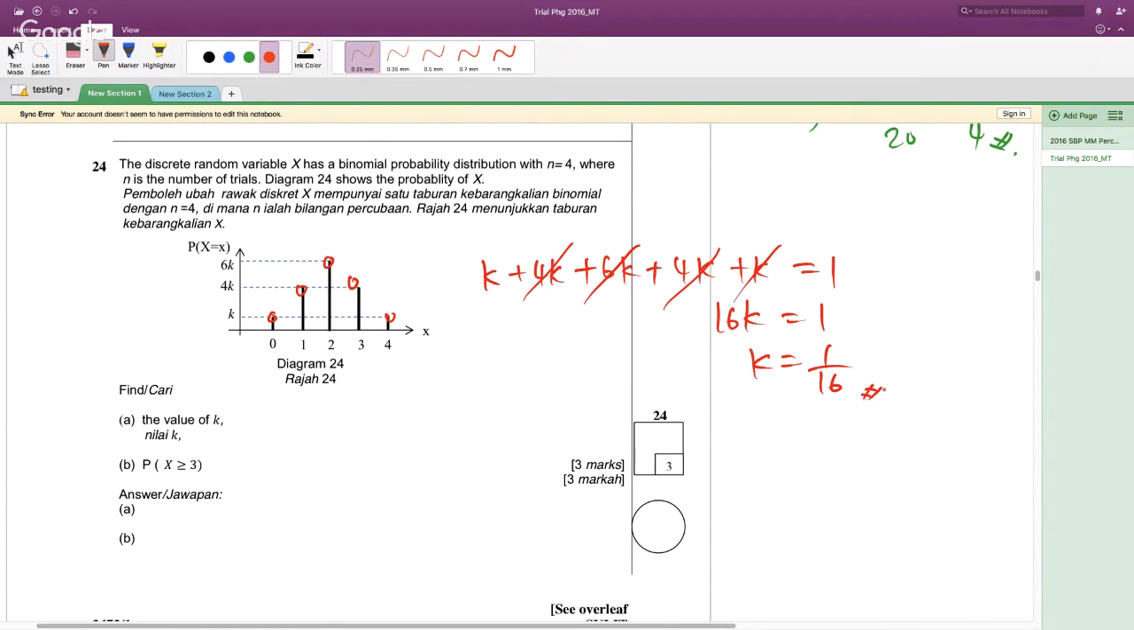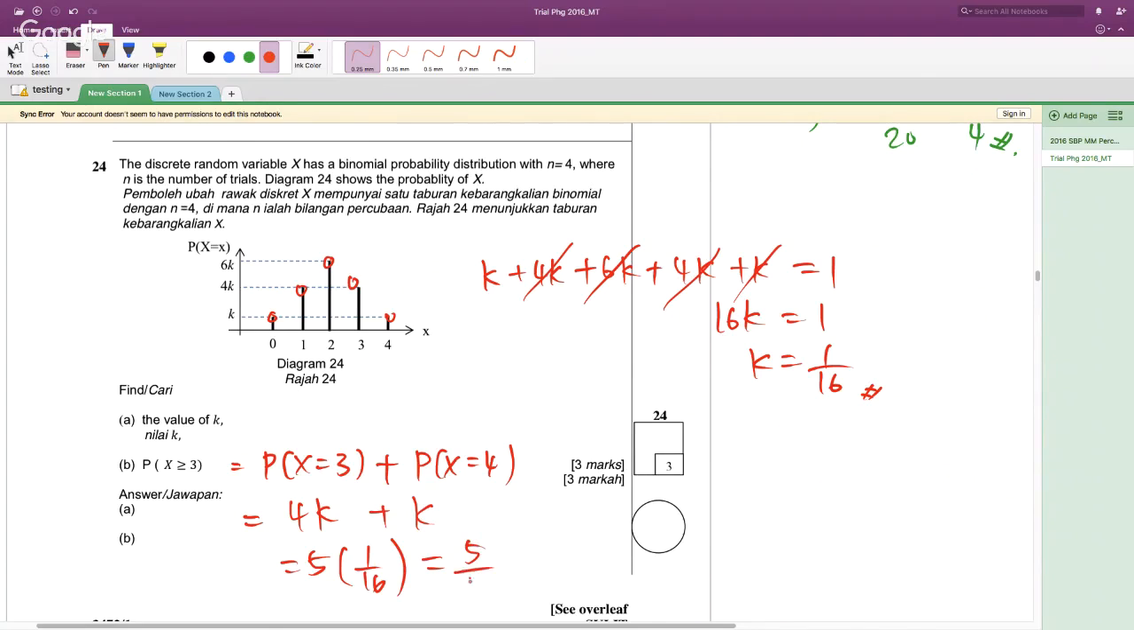Then they want the probability that X is bigger or equal to 3. So you have the probability X equals 3 plus the probability X equals 4, because your maximum is 4 only. X equals 3 is 4k, and then X equals 4 is 1k. So the total is 5k, and you know your k is 1 over 16. Therefore, your final answer should be 5 over 16.